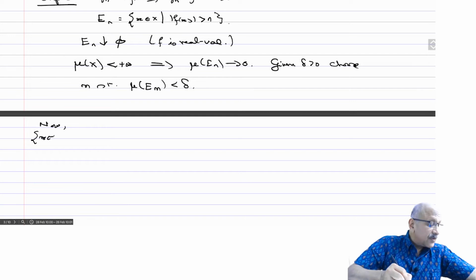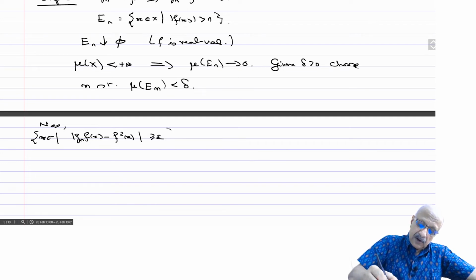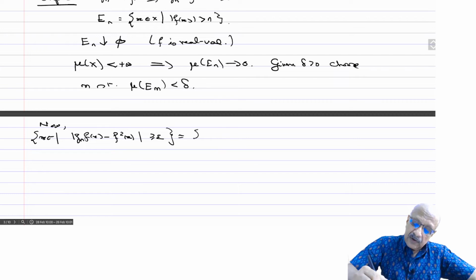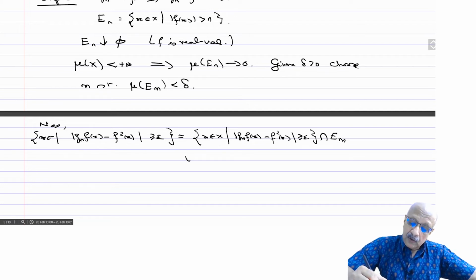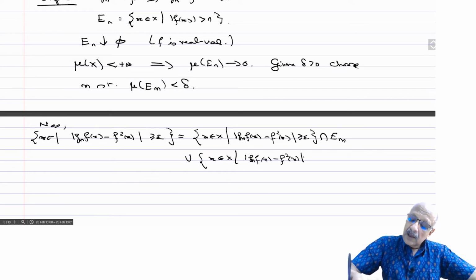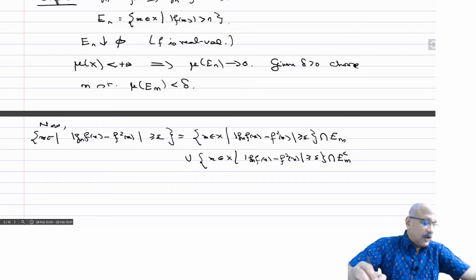Now, the set of all x in X such that |f_n f(x) − f²(x)| ≥ ε is equal to the set of all x in X such that |f_n f(x) − f²(x)| ≥ ε intersection E_M, union the set of all x in X such that |f_n f(x) − f²(x)| ≥ ε intersection E_M complement. So that's a straightforward thing.